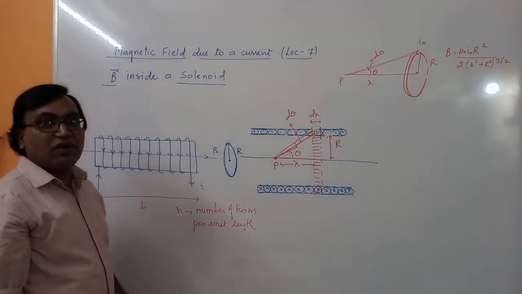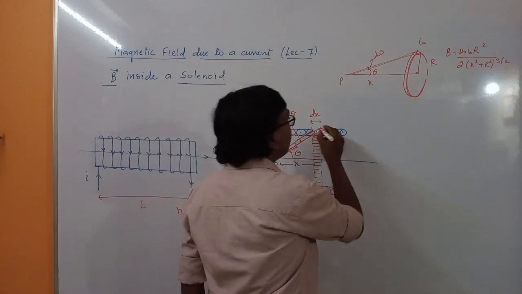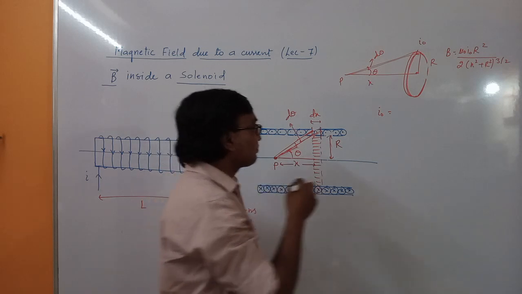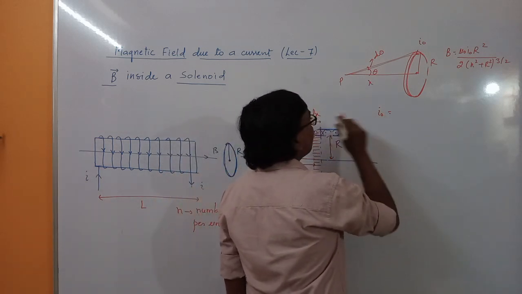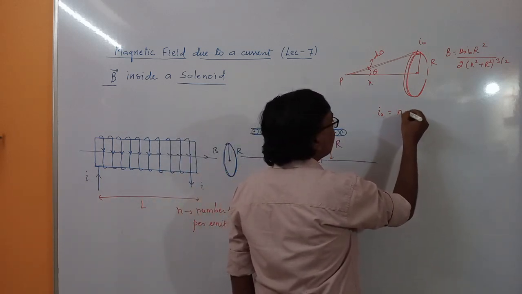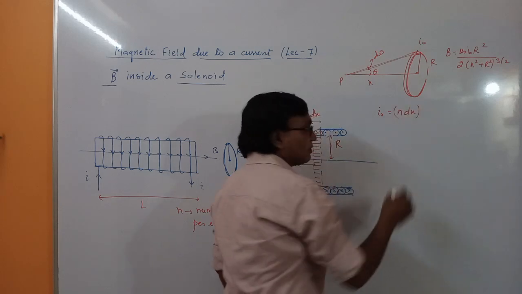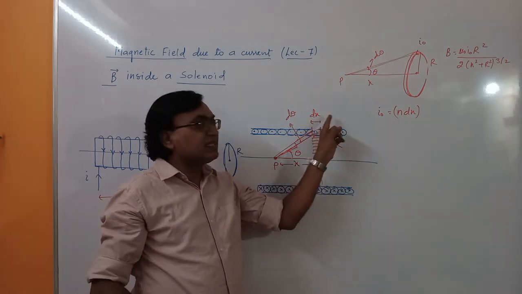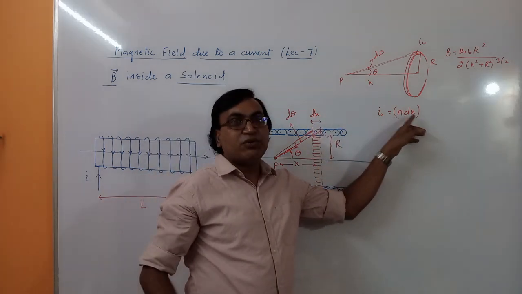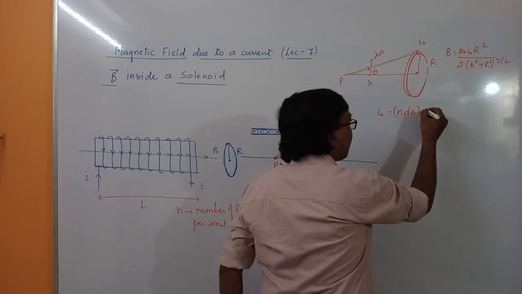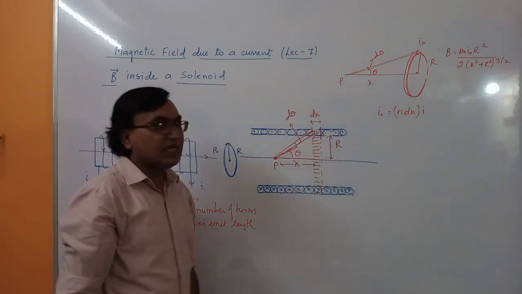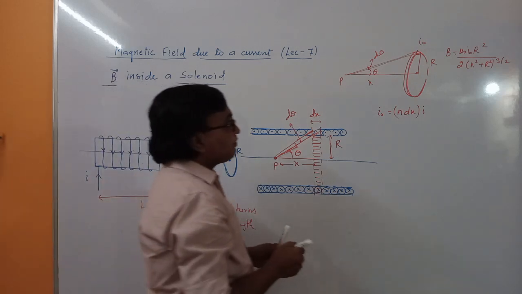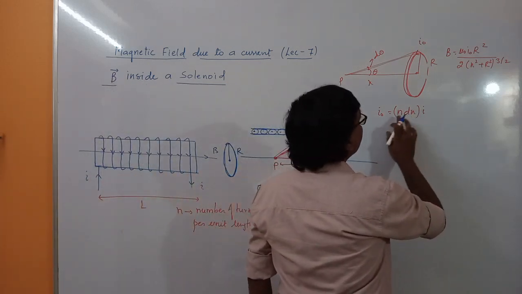So if n is the number of turns per unit length, then the current through this element, that is current I naught, will be equal to the number of turns. The number of turns will be the number of turns per unit length into the distance dx. In dx length we will have total turns n into dx, into the current in each loop, that is I. So then we got I naught.